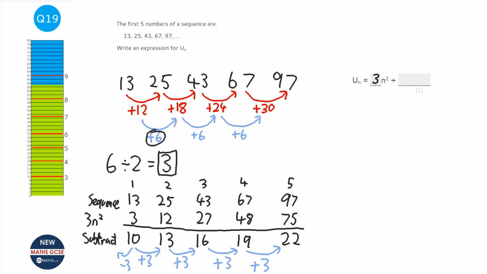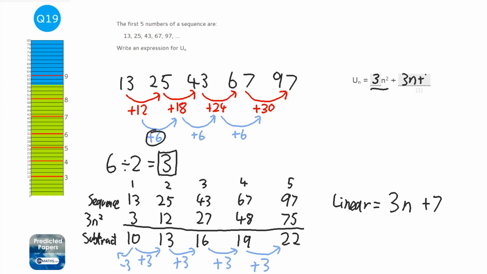And that tells me, so I'll say linear, that's going to be a 7. So we know we're going to add 7. And we know it goes up in 3, so it's going to be 3n plus 7. So we've got our 3n squared already, and we just need to add 3n plus 7. So the first thing you need to do is find out what the quadratic bit of it is, the squared bit. Then you've got to find out what the linear bit of it is, and then just add them together.